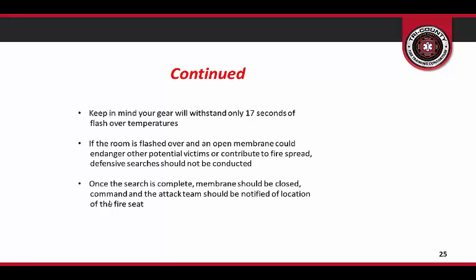Once the search is complete, membrane should be closed. Command and the attack team should be notified of the location.